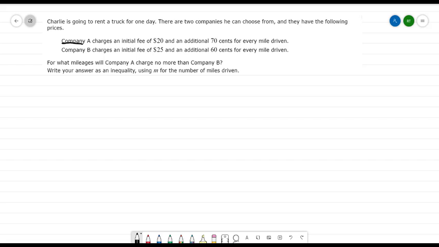So we have company A. They're charging an initial fee of $20 and an additional 70 cents for every mile driven. So keep in mind that this is like your starting amount, and then this is your rate of change. And then company B, they have a starting amount of $25, and the rate of change is an additional 60 cents for every mile driven.